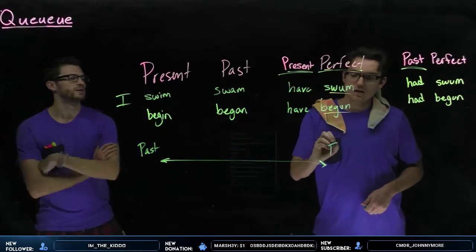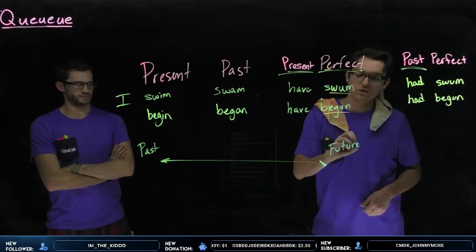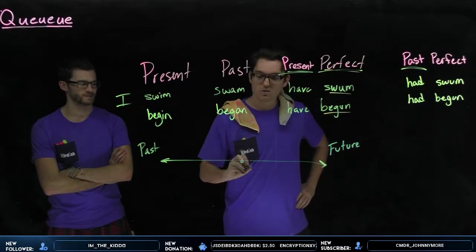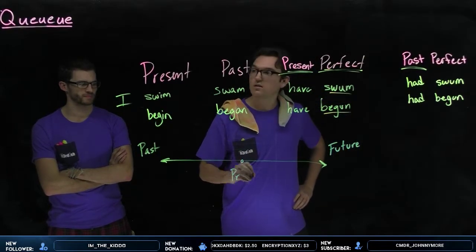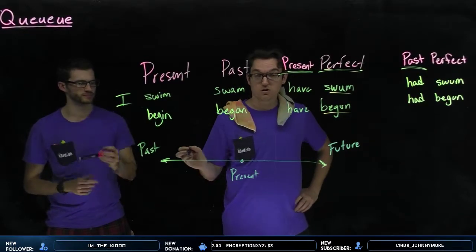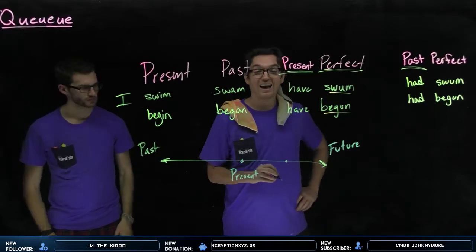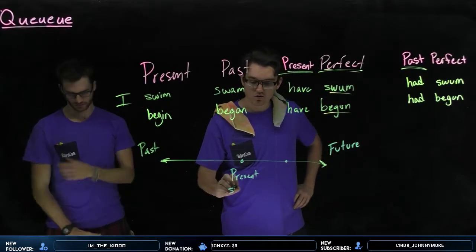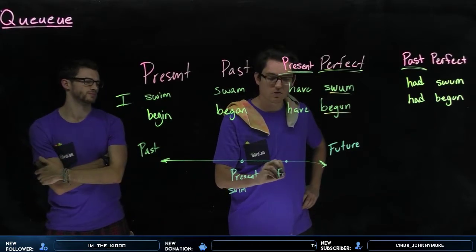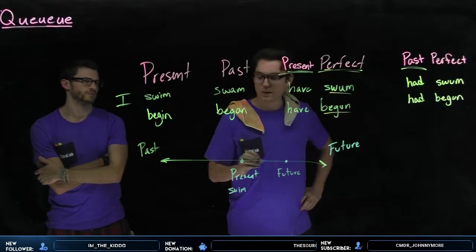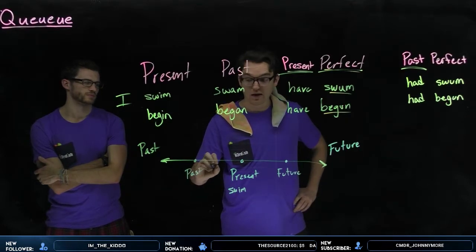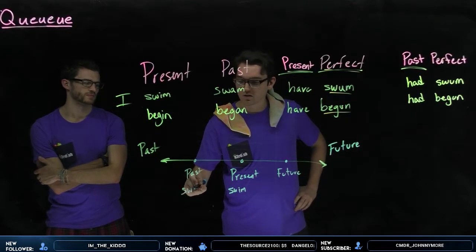So here is a timeline, and we're going to show you where all these tenses take place, because your tenses indicate when things happened. Right in the middle, we have present. I swim. If you want to go in the future, fantastic. That would be I will swim. So you add the word will in front of it. Simple past tense, I swam. When did you swim? In the past.